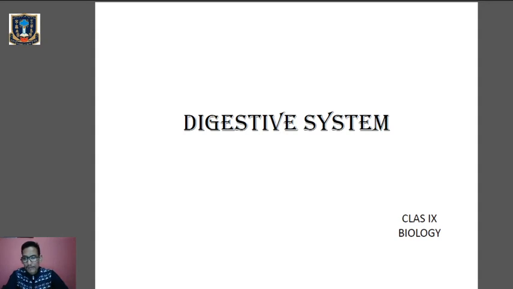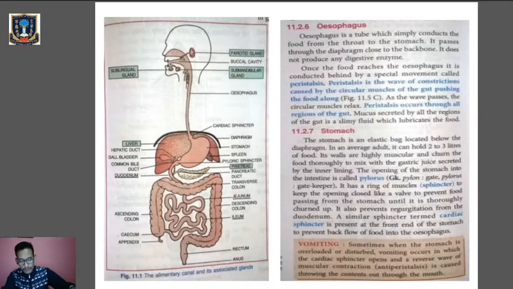Welcome to biology class. We are dealing with the chapter digestive systems, so we'll continue with this chapter only. Today we are going to learn about the oesophagus and the stomach and the other parts of the digestive system. The oesophagus, that means this particular portion, the long tube-like structure.